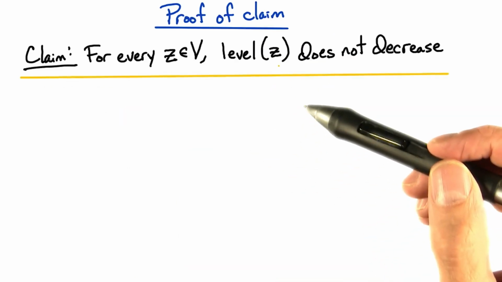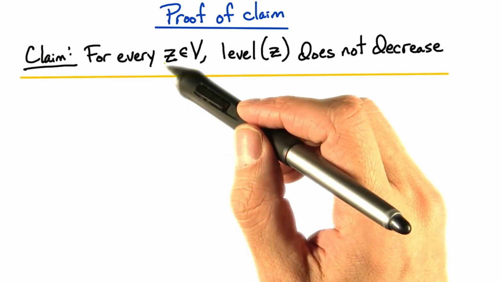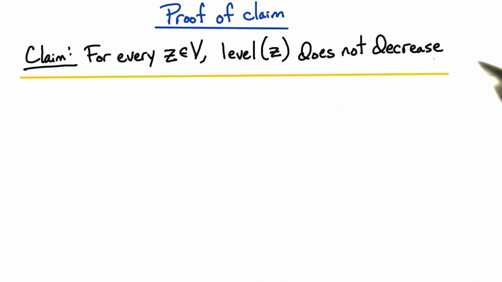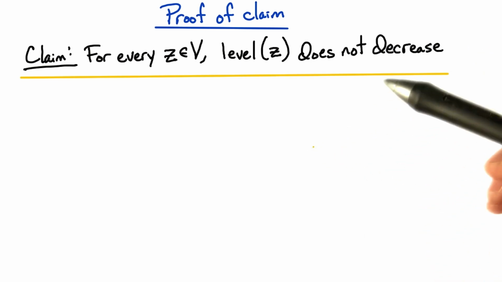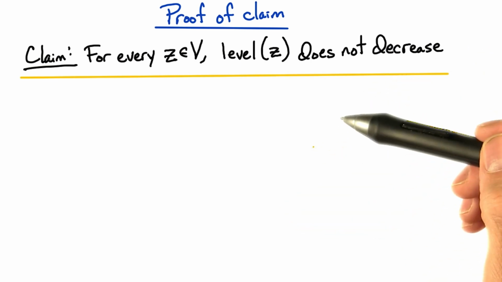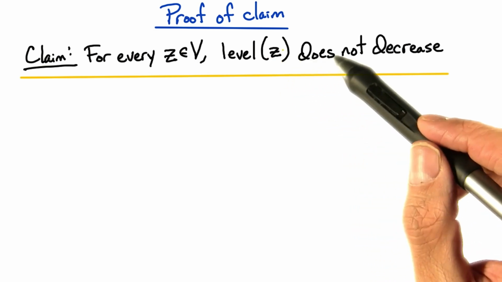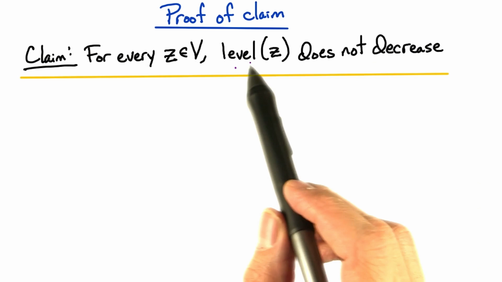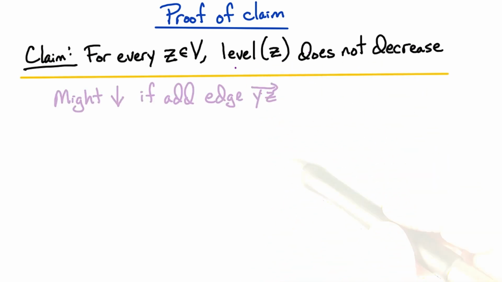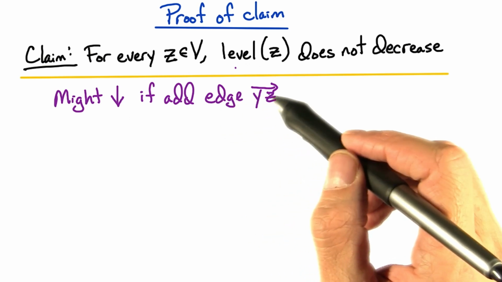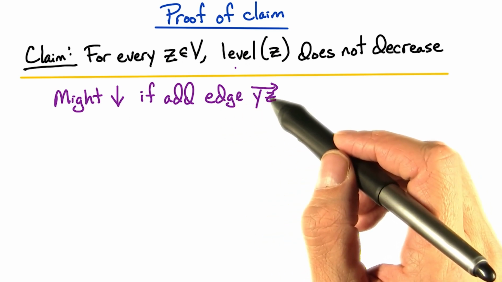Now let's prove the main claim that we made earlier. For every vertex Z, the level of that vertex does not decrease during the course of the Edmonds-Karp algorithm. Now the residual graph may change. We may add edges or delete edges from the residual graph, but the level of the vertex never decreases. How potentially can the level of a vertex decrease? Well, the level of a vertex might decrease if we add an edge from Y to Z, and Y gives a shorter path to Z.